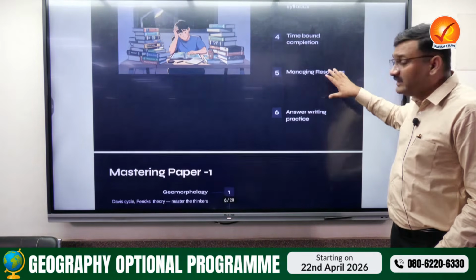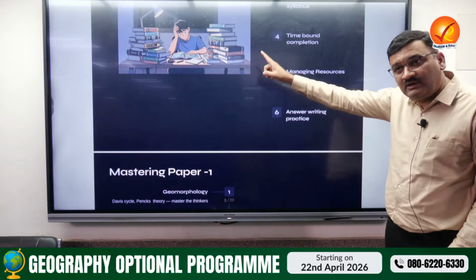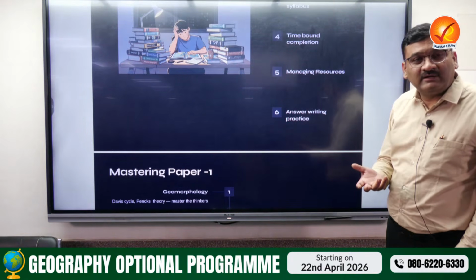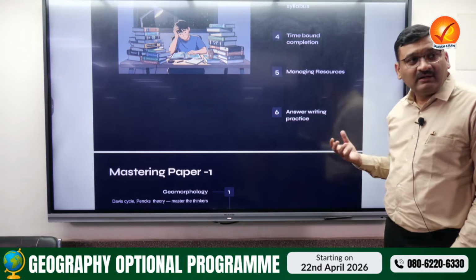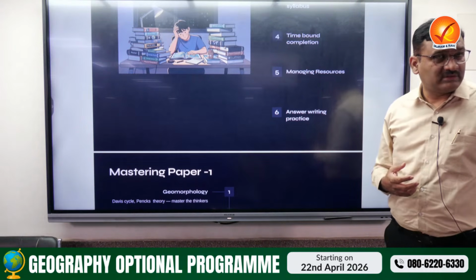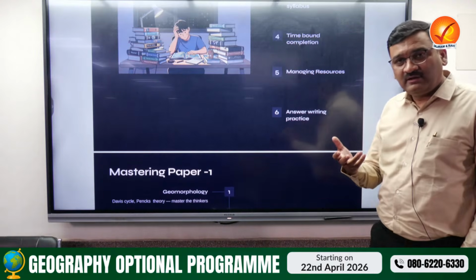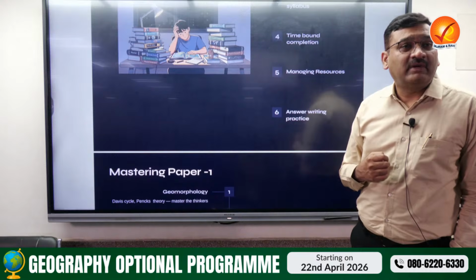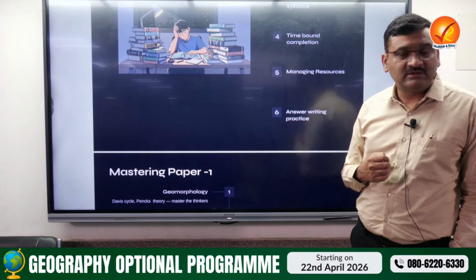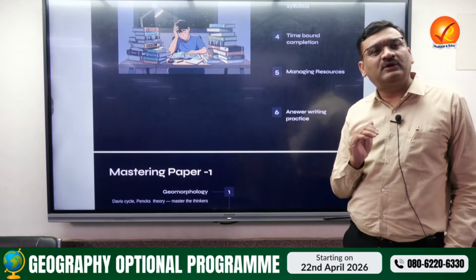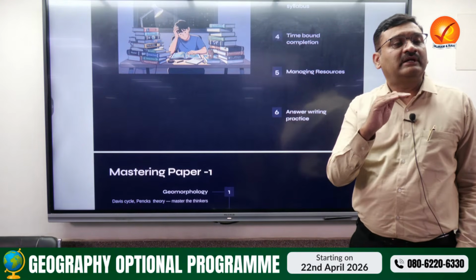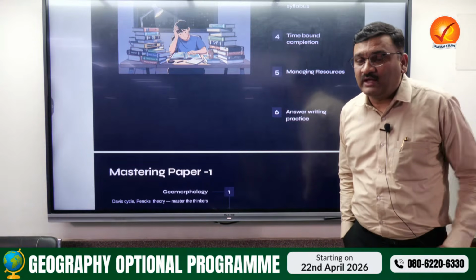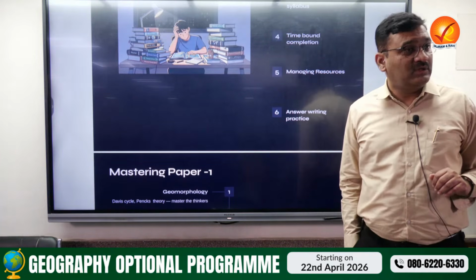Then managing resources. We have just seen in the advantages, what is that? You have a lot of resources, right? But with this a problem also arises, how to manage all these resources. See, the more resources you collect, the more difficult it will be for you to manage the information and the resources. Understand that there are 3 different levels of preparing the optional subject, right? I look at 3 categories of students, how they prepare.